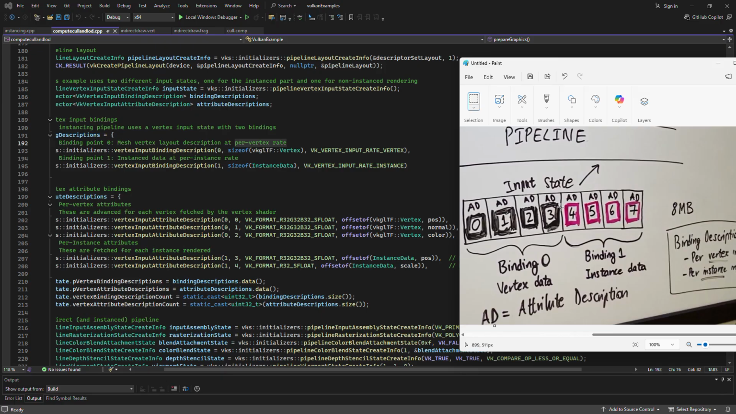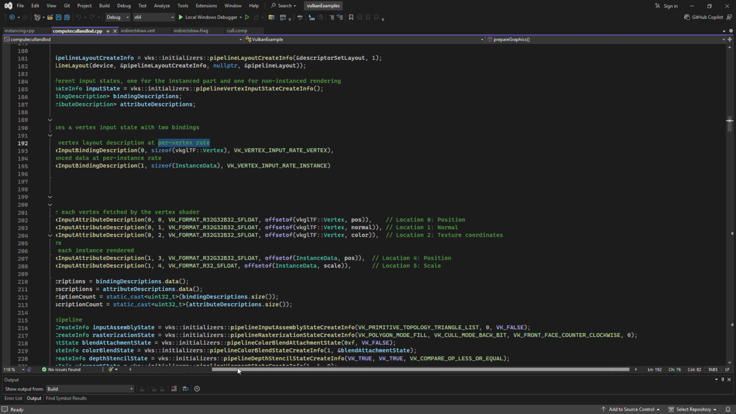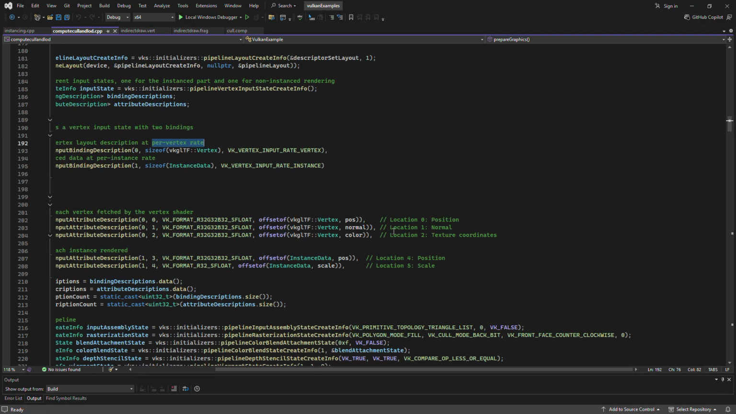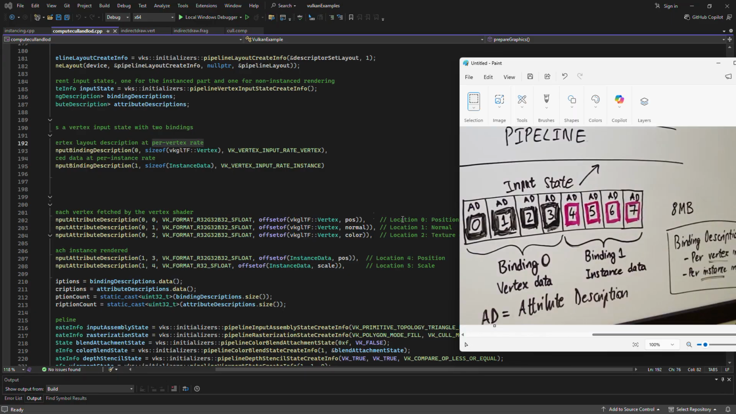I know my example was a different example, but for location 0, 1, and 2, we're going to say location 0 is a position, location 1 is a normal, and location 2 is the color. And we can see that this is per vertex, right? So all of these vertices that make up the object, we have to deal with position, normal, and the color or the texture coordinates, right? So location 0, 1, and 2.